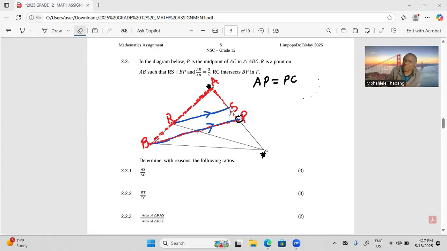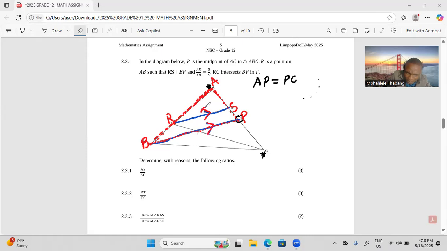Now, because we have a line drawn parallel to one side of a triangle, the proportionality theorem can be very useful. Grade 12s, every time when you see a line drawn parallel to one side of a triangle, you have to take this one into account. The proportionality theorem might be very important when you are solving the problem. So what am I going to do here? I see that RS is parallel to BP.